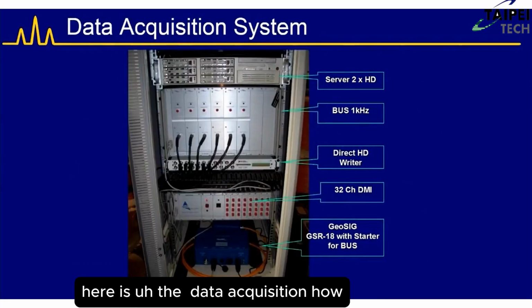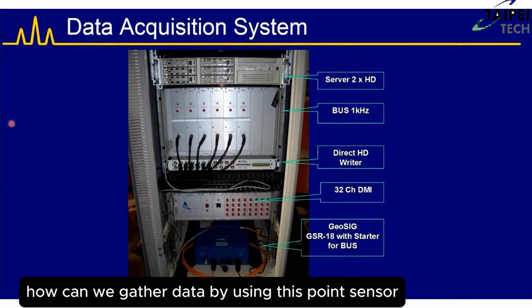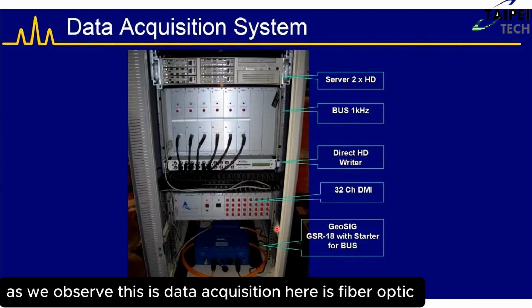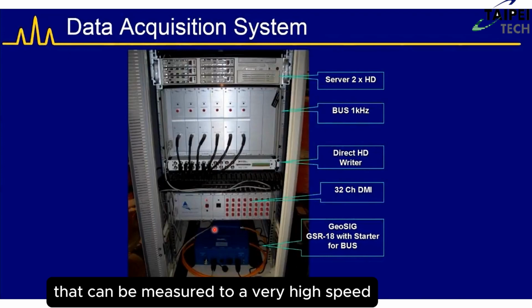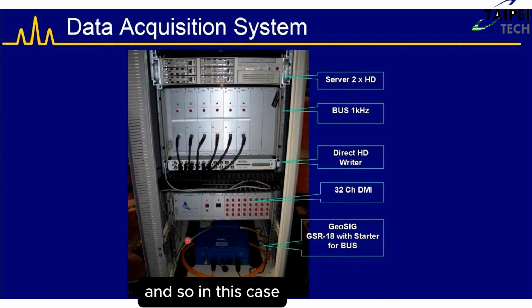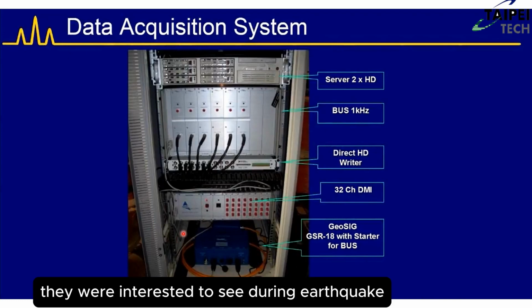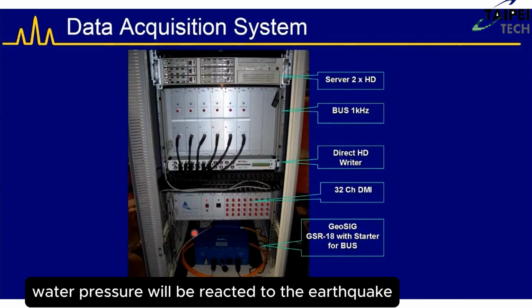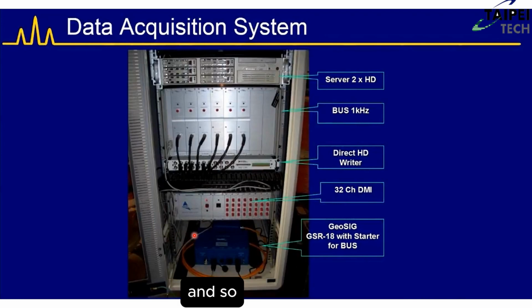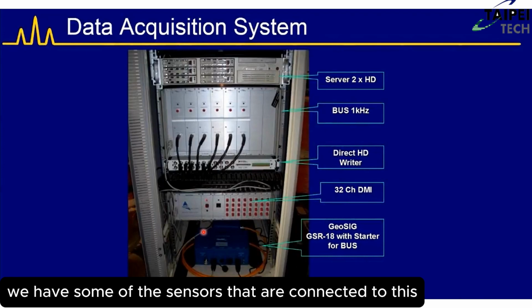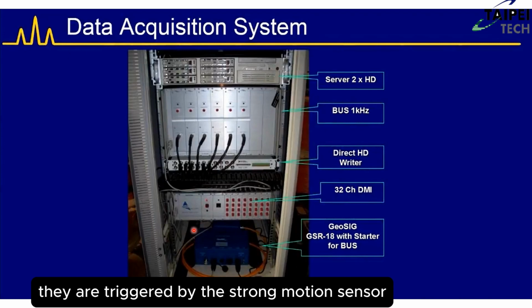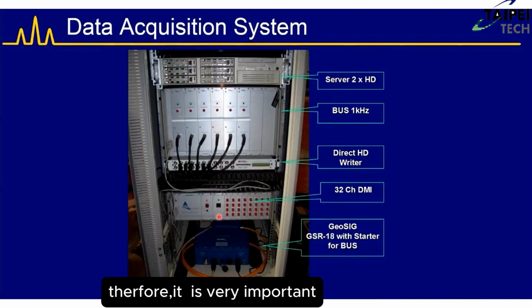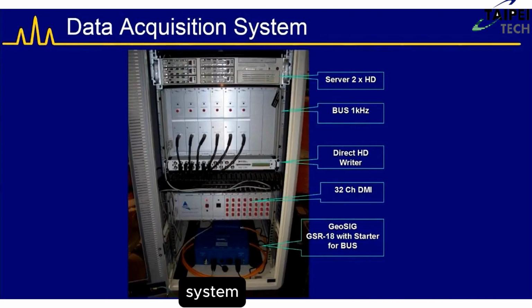Here is data acquisition. How can we gather data by using these point sensors? As we have observed, the fiber optic sensors use piezometers that can be measured at very high speed. In this case they were interested to see how the pore water pressure reacts during earthquakes. So we have sensors that are connected to this high speed data acquisition system. They are triggered by the strong motion sensor. Therefore, data acquisition is very important in this point sensor.